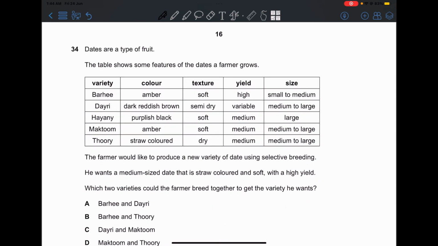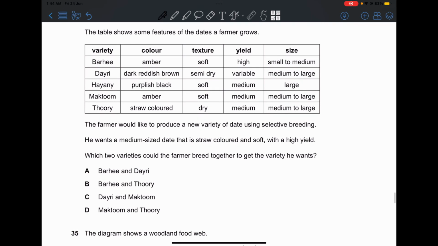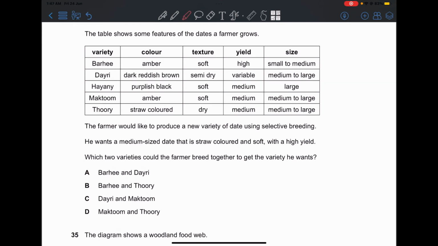34. The dates are a type of fruit. The table shows some features of the dates as a farmer grows. The farmer would like to produce a new variety of date using selective breeding. He wants a medium-sized date that is straw-colored and soft with high yield. Which two varieties can the farmer breed together to get the variety he wants? Okay, so first let's highlight the things that the farmer wants. They want medium-sized, they want straw-colored, soft, and high yield.